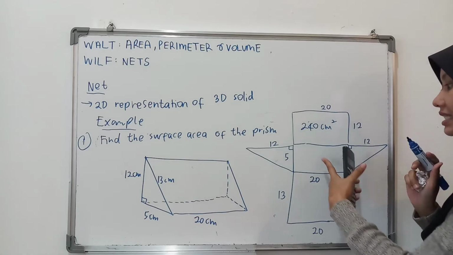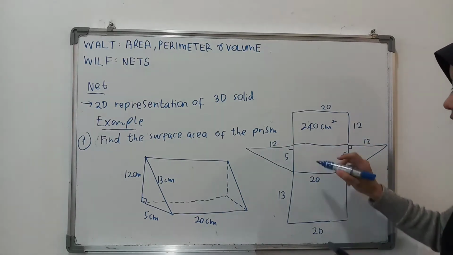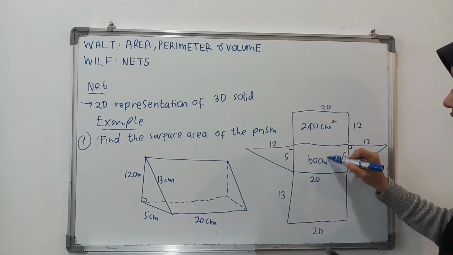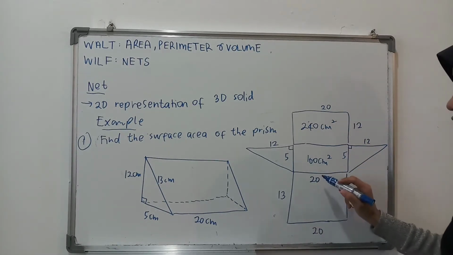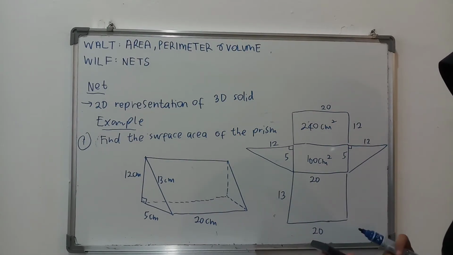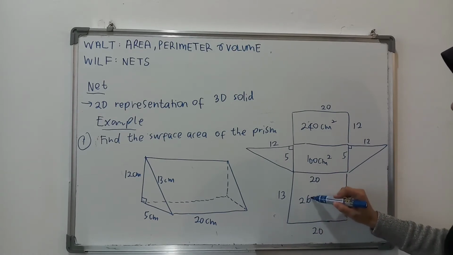Second surface, that is 20 times 5. You will get 100 cm square. Third surface, that is just 20 times 13. So you will get 260 cm square.